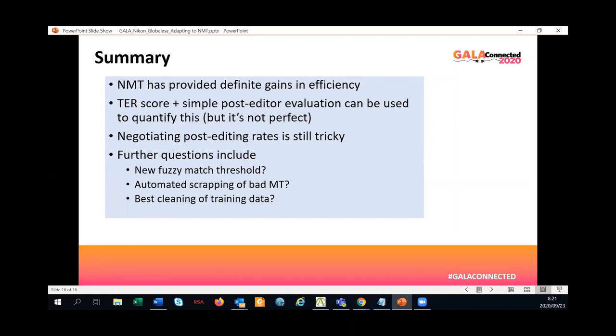And we've also looked into automated quality evaluation, which I think is a big topic right now, and using that to possibly do automated scrapping of bad MT. That would be ideal, because that wastes a couple keystrokes too, and wastes a little bit of time for the post editor to have to make that decision that, hey, I don't want to use this.